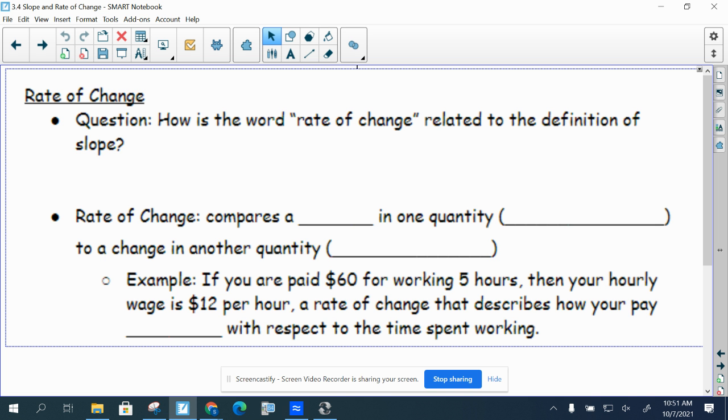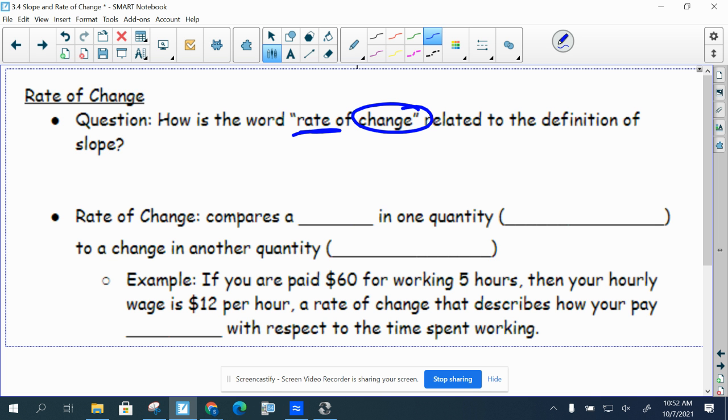So how is the word rate of change related to the definition of slope, based off of what we learned yesterday? Maybe flip over to your previous page and look at the definition we wrote for slope. We said it's the ratio of the vertical change to the horizontal change between any 2 points along the line, represented by the letter M. So basically, it's all about how much something changes related to something else, which is a rate.